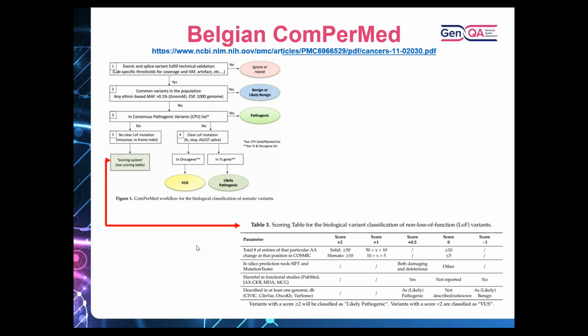So looking at things like PubMed, JAX-CKB, etc. Parameter 4 then looks for a detrimental role described for that variant in databases such as CIViC, ClinVar, OncoKB, and VarSome. So the sum of the scores of the 4 parameters provides the total score. And these guidelines are also really nice in that they have a very nice section where they discuss clinical reporting and how to incorporate this information into there as well.